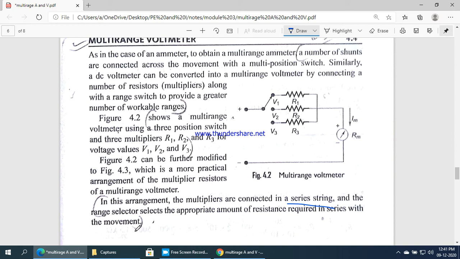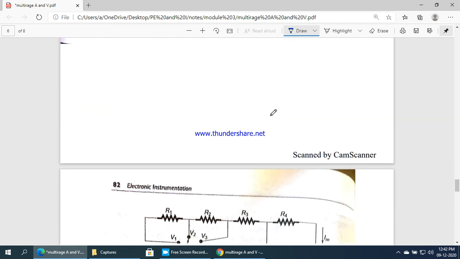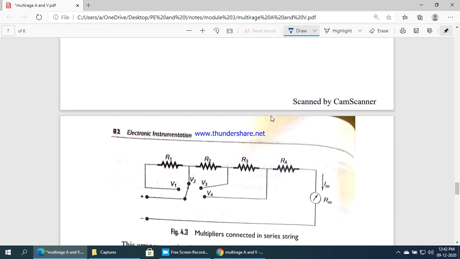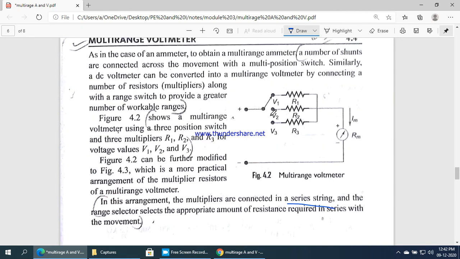The range selector selects the appropriate amount of resistance required in series with the meter. Based on the calculation, the multi-range position switch is going to select the appropriate value of resistor. So this is another way of using this multi-range switch. This is one way. This first one is a little disadvantageous compared to that one.